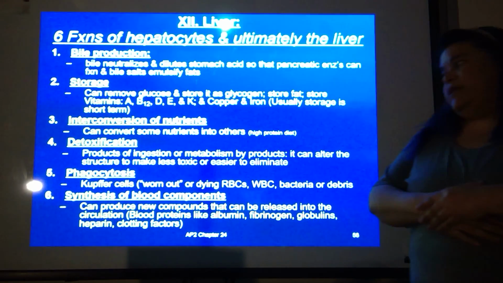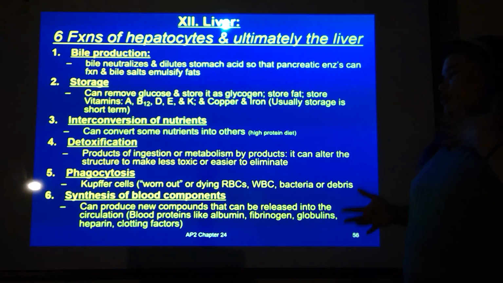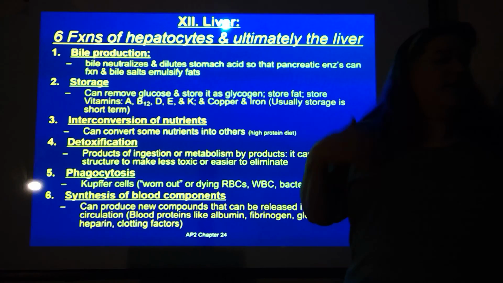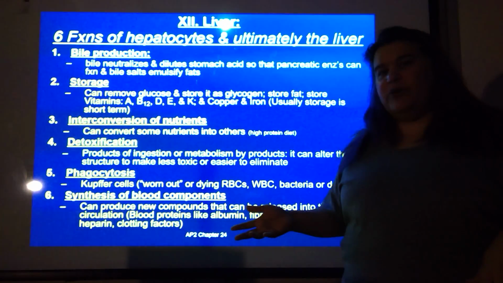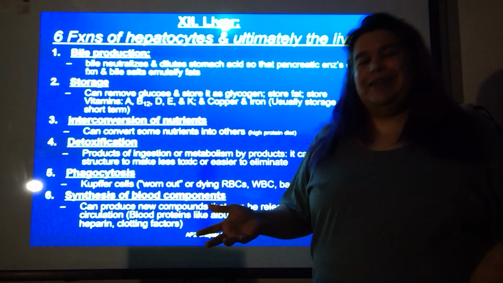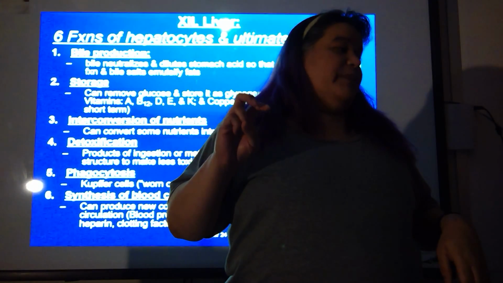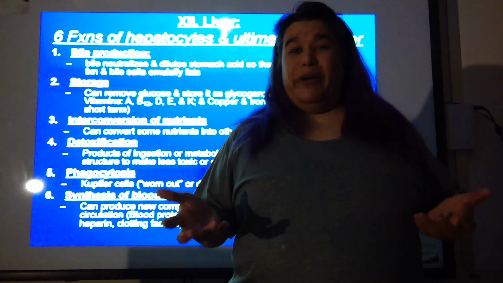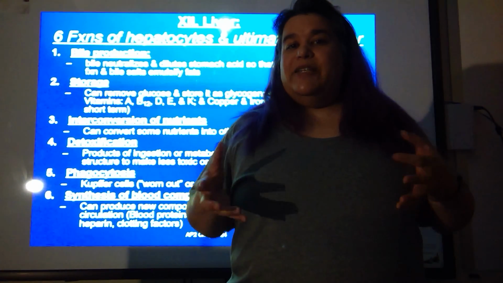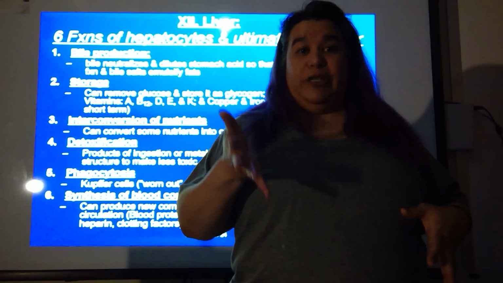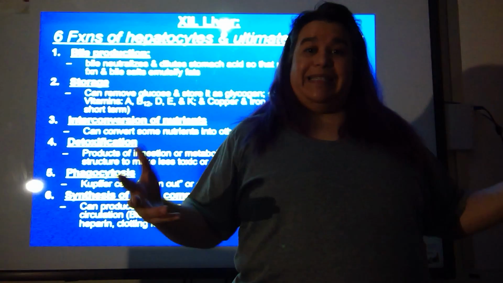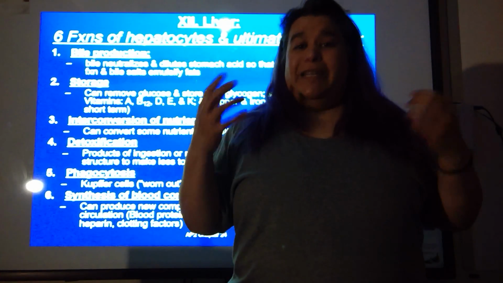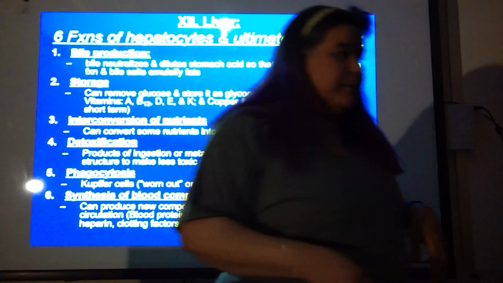Synthesis of blood components. So it can produce new compounds that can be released into the general circulation. We talked about blood proteins when we went through chapter 19. I talked about albumin, globulins, fibrinogen, heparin, and the clotting factors. These are not made in your bone marrow, they're actually made in your liver, and then they get released into the blood to function there. So it is responsible for producing those things.